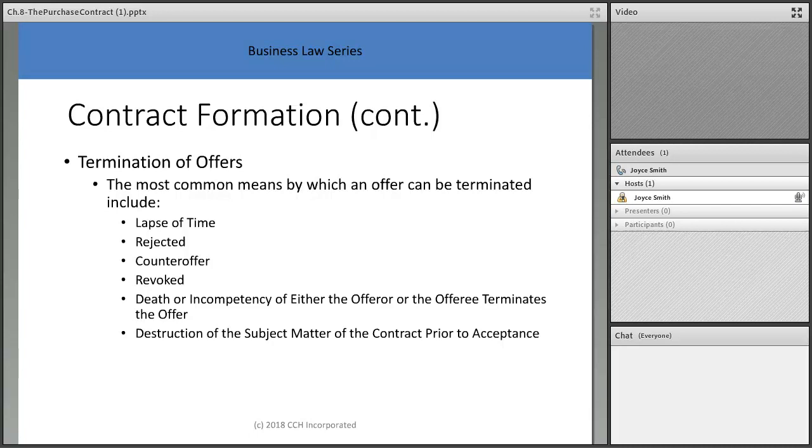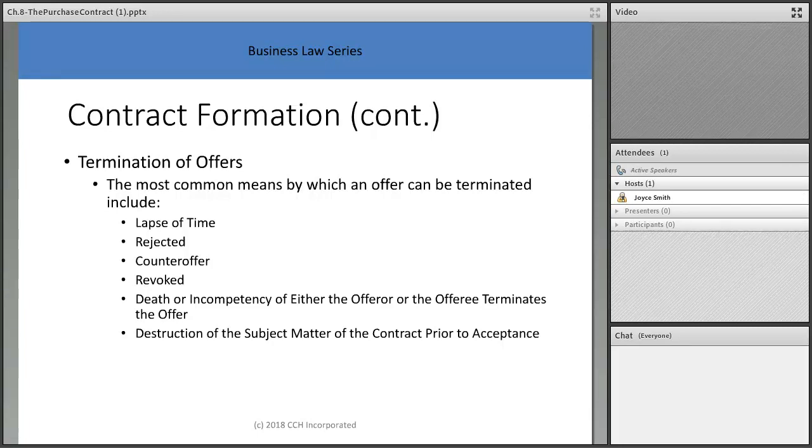They can revoke it. That's the person making the offer can say, oh, sorry, I changed my mind. I'm pulling it back before you all had a chance to accept it. I'm revoking my offer. Death or incompetency of either the offeror or the offeree terminates the offer.